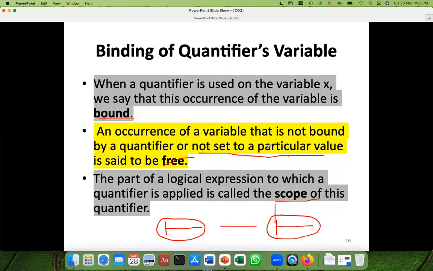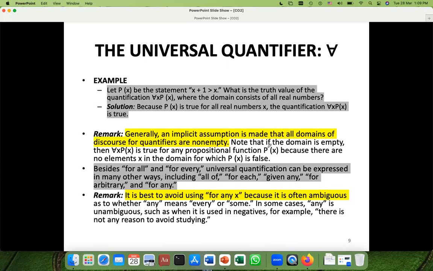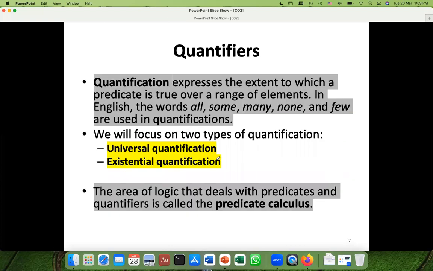For example, in some previous slide, this is the wastage of time now. I only have 35 minutes. Here maybe, no, this is quantify.